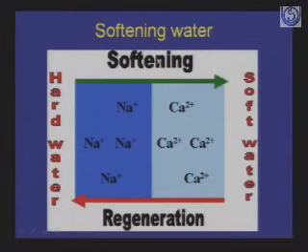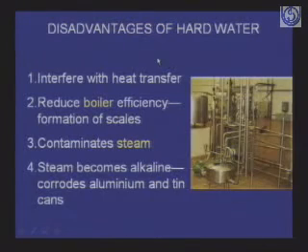of salts. What are the disadvantages if you use hard water? If you have hard water, then salts will precipitate out in the boiler and this will contaminate steam. The steam will become alkaline and it will corrode the aluminium and tin cans, and also it will reduce the boiler efficiency. And naturally, if you have more salts, this will interfere with heat transfer. So it is very important to use potable and soft water in the processing plant.